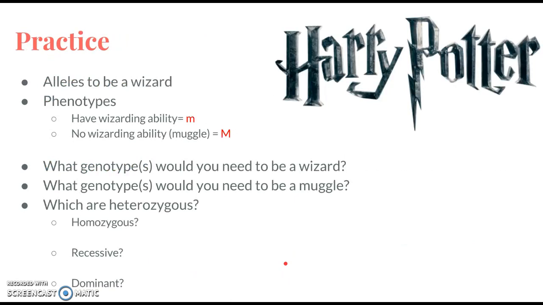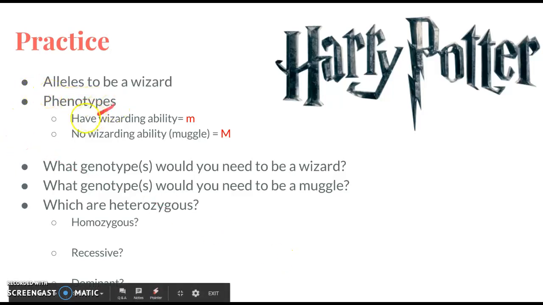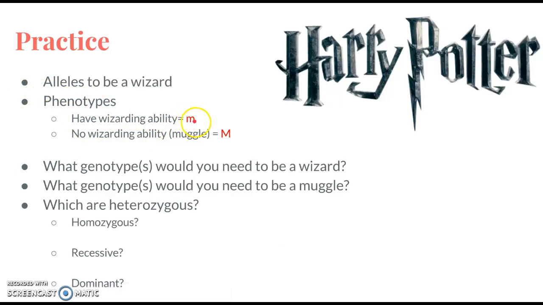Alright, so let's practice this. The alleles to become a wizard. I know, Harry Potter, you guys love it. So the phenotype, what they will look like, is they have the wizarding ability, which is the lowercase m, so that's our genotype. And no wizarding ability is capital M. So no wizarding ability, to be a muggle, is dominant.